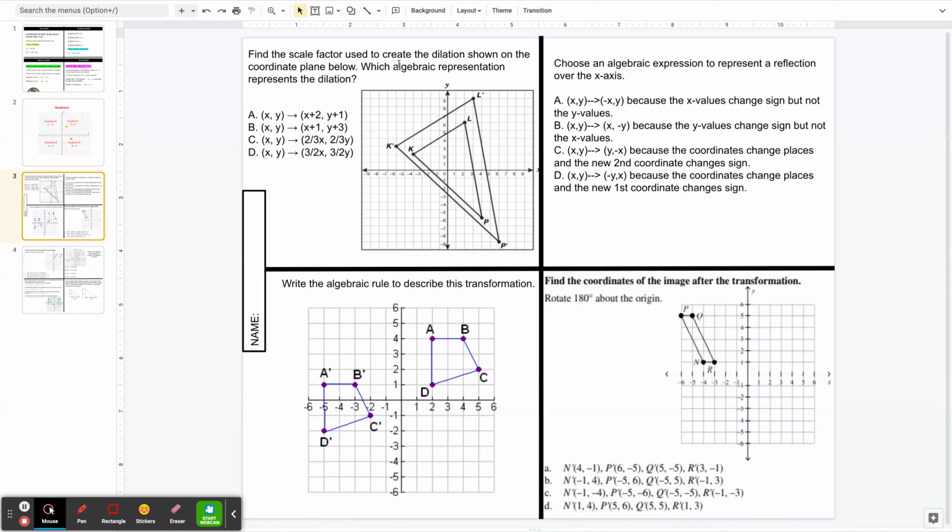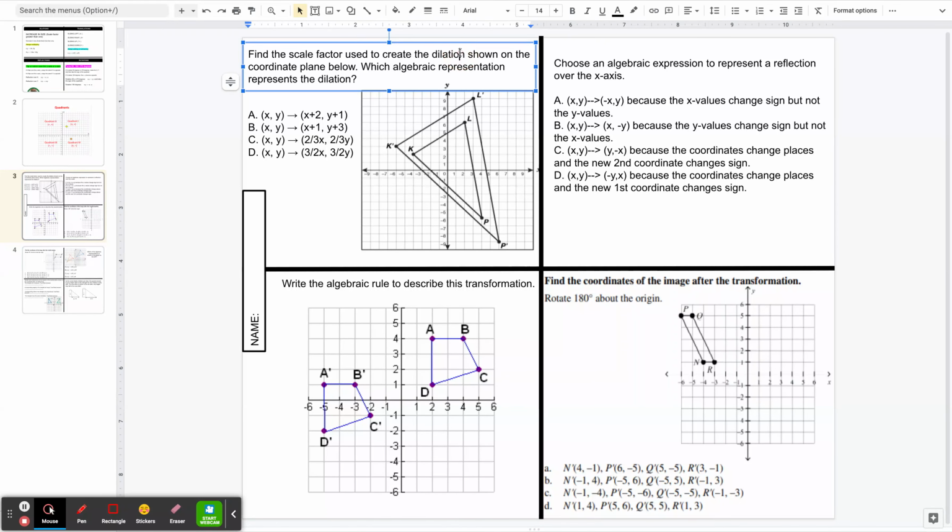For example, on this one here, it tells us it's a dilation. As soon as we see dilation, we can cross out any that are adding or subtracting, and it has to be multiplying. And it says, which representation represents this dilation? Well, from L to L prime, it got bigger, so it has to be the one greater than 1.